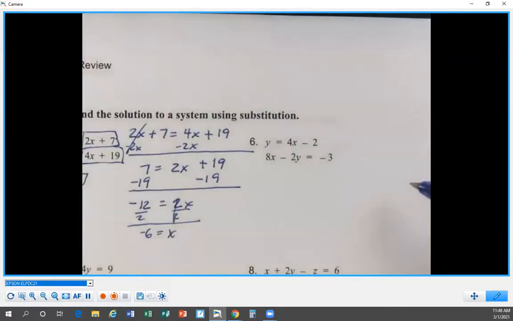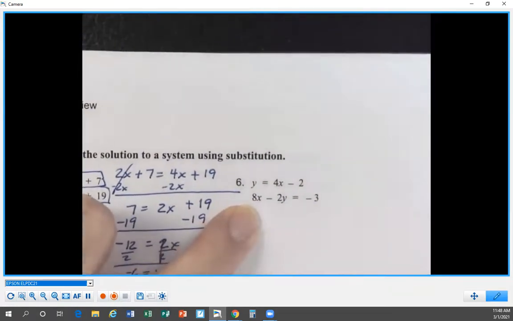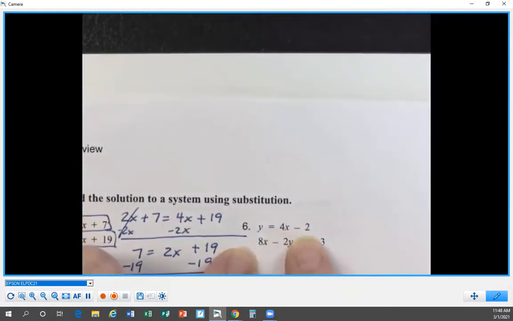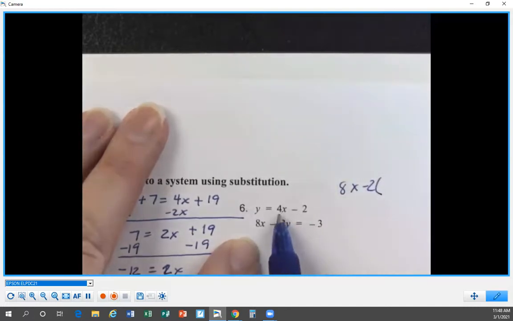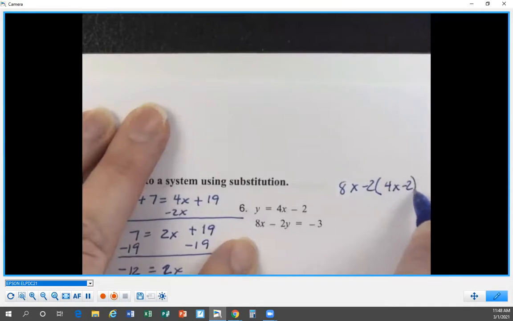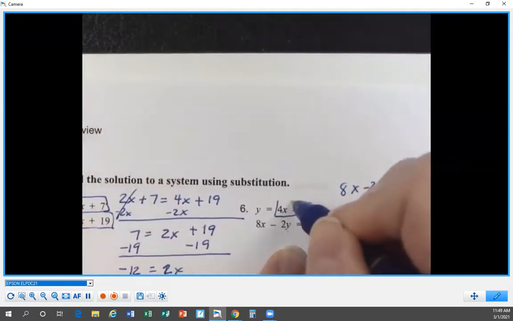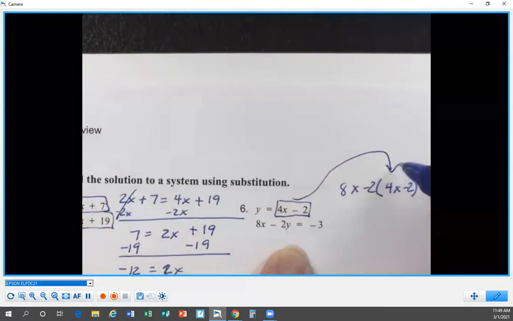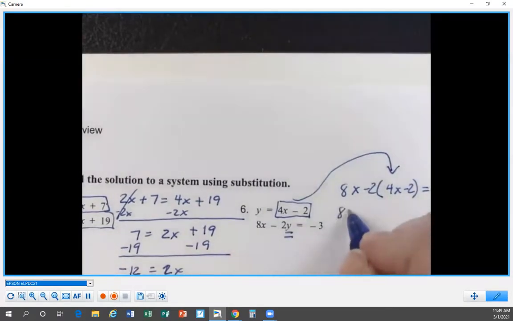All right, so the y is already isolated, so that's what I'm going to substitute in. So I'm going to rewrite this equation, but instead of the y, I'm going to substitute in 4x minus 2. So 8x minus 2 times the quantity 4x minus 2 equals negative 3. Okay, so I just took this y value and I subbed it in right here, into this y.